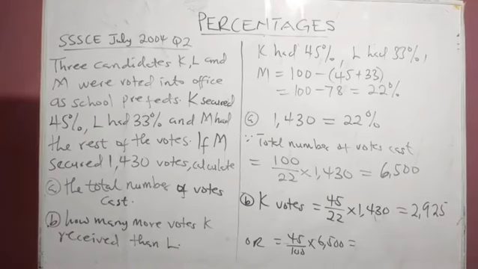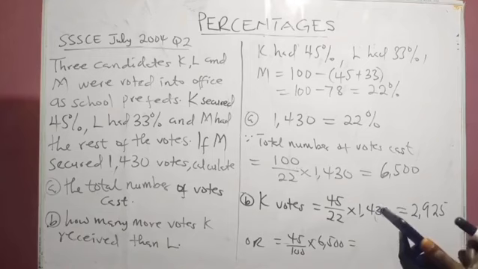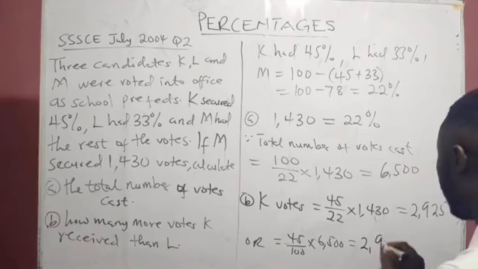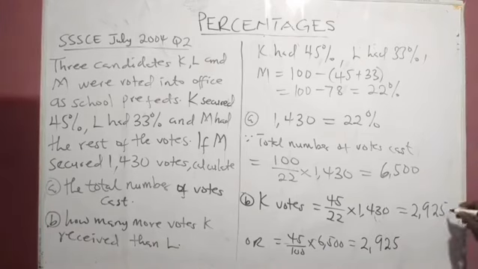2,925. Or 45 over 100 times 6,500. As I've always told, the value you are looking for is always the numerator, and the denominator corresponds to the value you are multiplying by. So 5 over 100 times 6,500 will give you the same value as 2,925. So both approaches are correct.